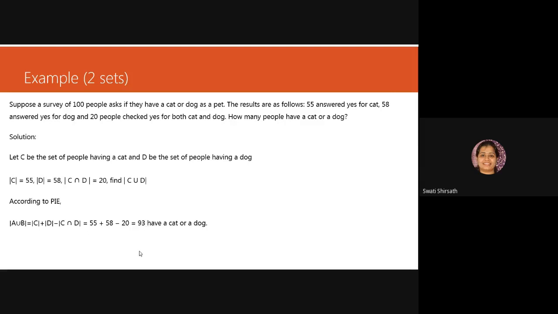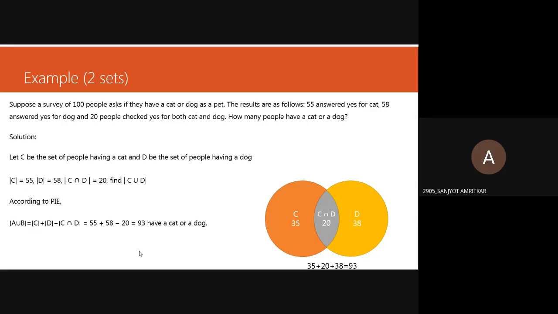Okay, is there any doubt? This is a very simple example where we have the values of C, D and intersection of C and D, and we have put them in the formula, and we have got the answer. So 93 people have cat or dog. Is there any doubt? No, ma'am. See how it can be done using Venn diagram. Can you see the orange and yellow part?